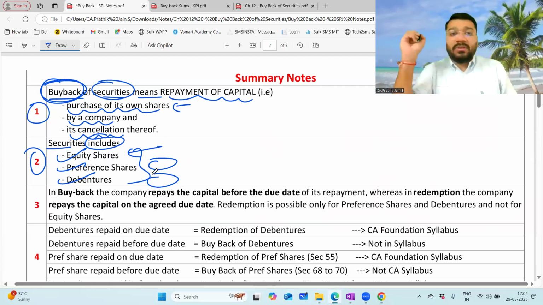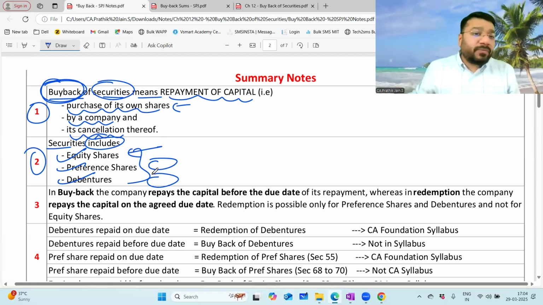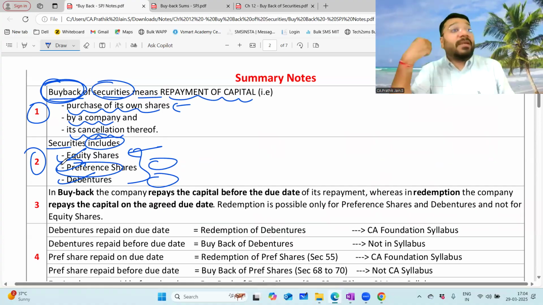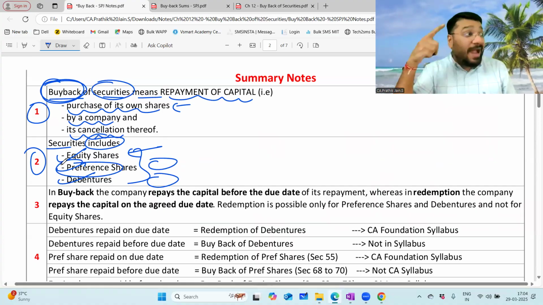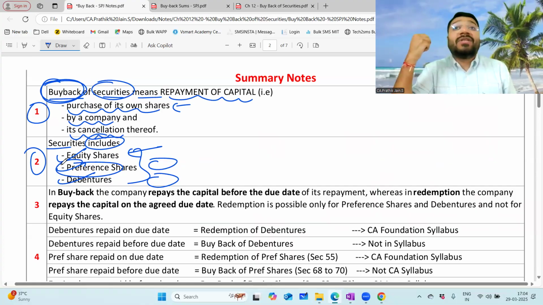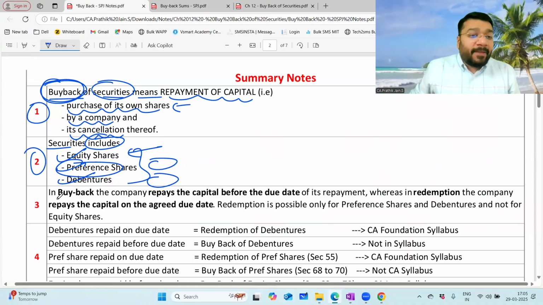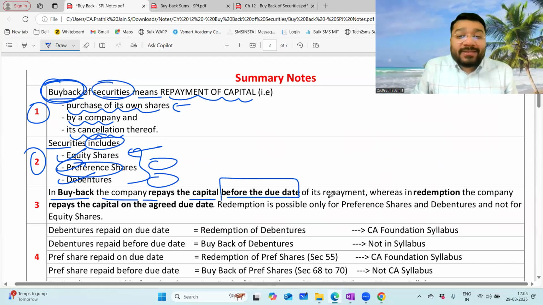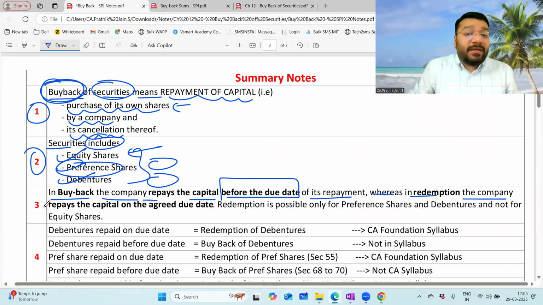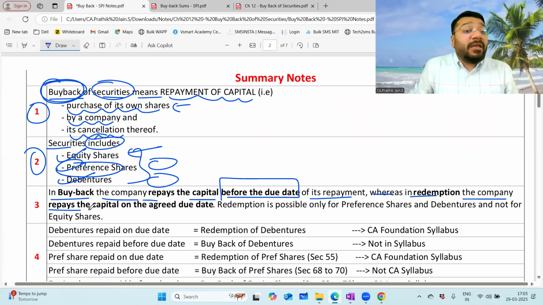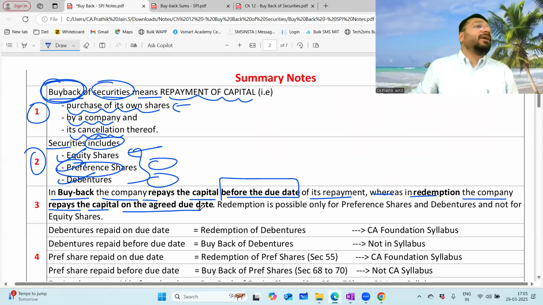Sir, if buyback is repayment of capital, and buyback of preference share is repayment of capital, then what is it that we studied in CA Foundation, which is called redemption of preference share? Then what is the difference between buyback and redemption? In buyback, the company repays the capital before the due date of its repayment, whereas in redemption of preference share, the company repays the capital on the agreed due date.